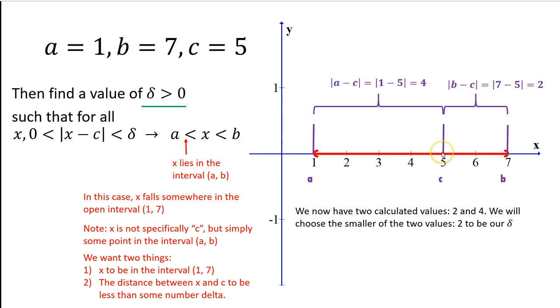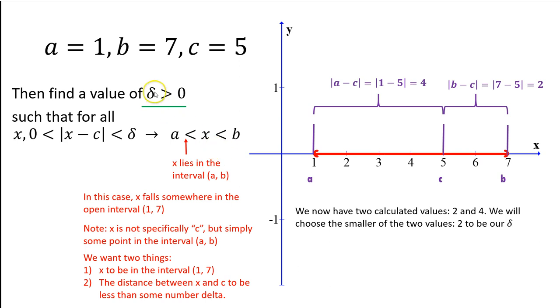However, if we start at c and we go to the right 4, we are now outside the interval a to b. So therefore, if you notice that if we chose 4, we go outside the interval, we're going to actually choose 2, because if we start with 2 at c, we go to the left, we get to 3, and if we go to the right, we get to 7. Well, 3 to 7 is still inside the interval.